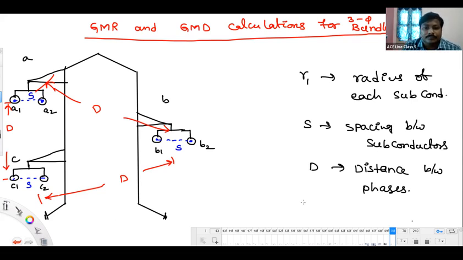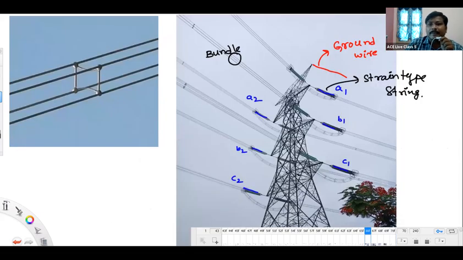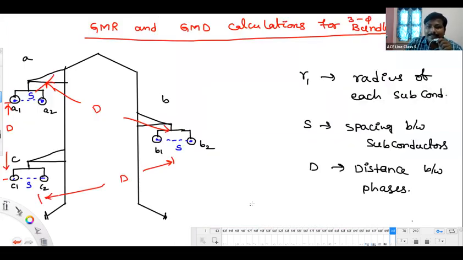Next thing. From this practical observation of the bundle, how is the distance between the phases, capital D, compared to the spacing S between subconductors? Very, very high. Capital D is very, very high compared to S for a practical system. So I'll write it: S is very, very less compared to capital D. Already I said R1 is very, very less compared to S.